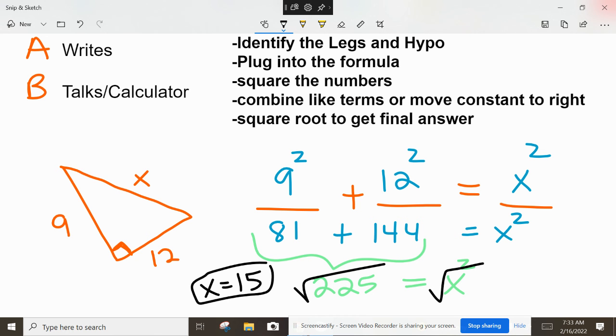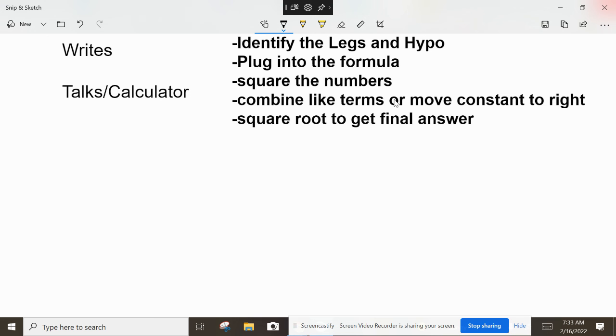Okay? Very cool. All right, let's switch gears, switch roles. A is going to be talking, B is going to be writing. Let's keep it going. So now let's go ahead and just make sure you see that. B is writing, A is talking.